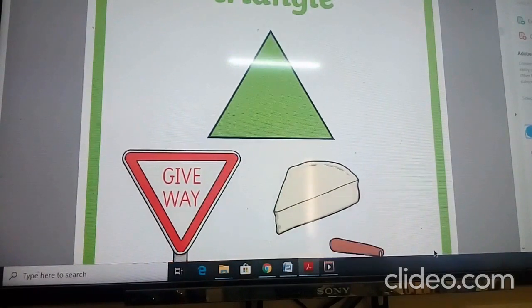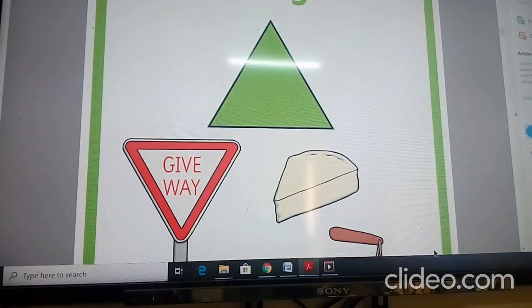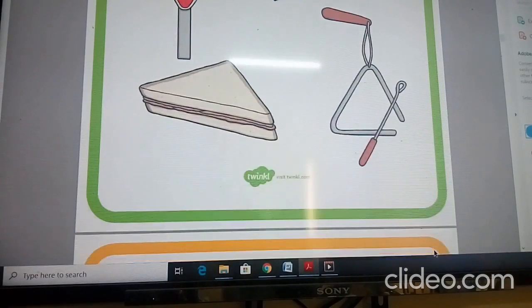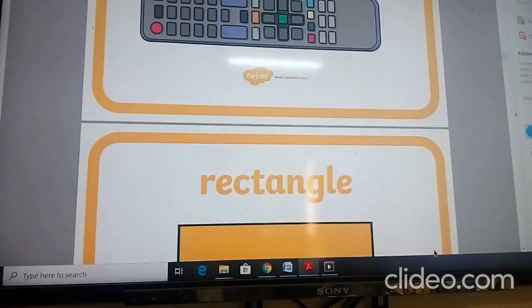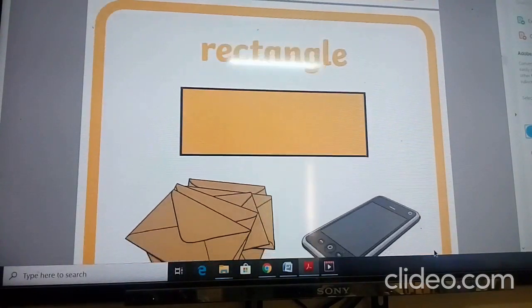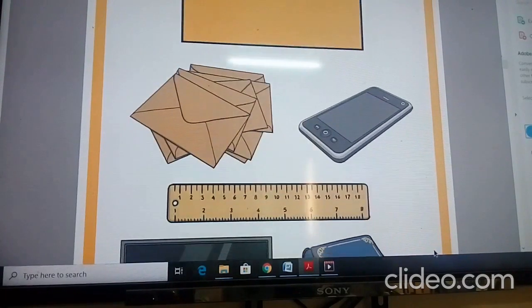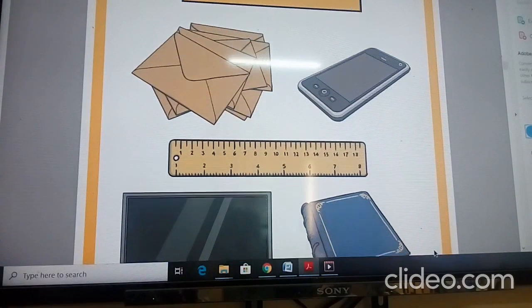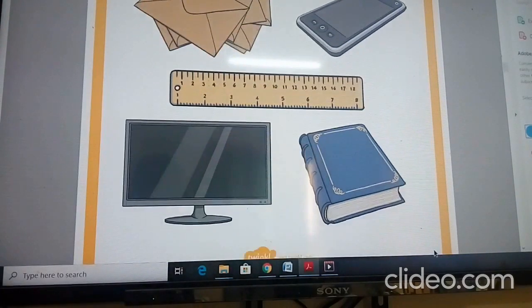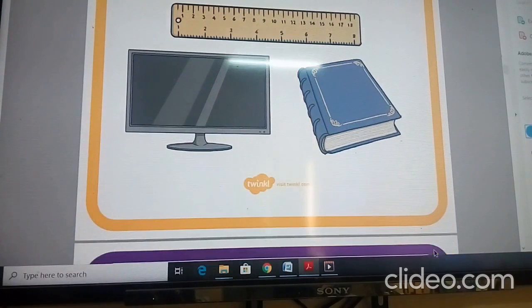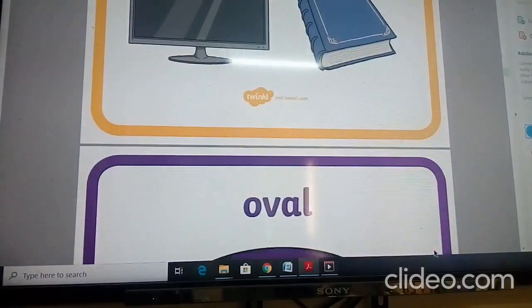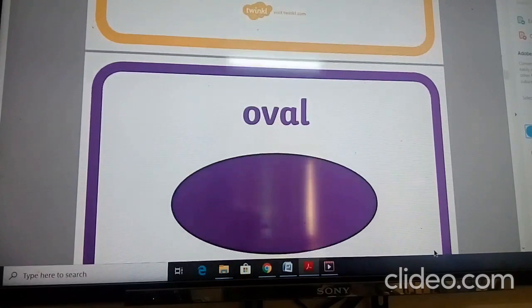Now let's move to triangle. So here we have some real life examples: traffic board and sandwich, etc. These are the examples of triangle, sandwich. Now we have rectangle. So we have some real life examples of rectangle: envelopes, mobile phone, scale, television, book, etc. These are the real life examples of rectangle.